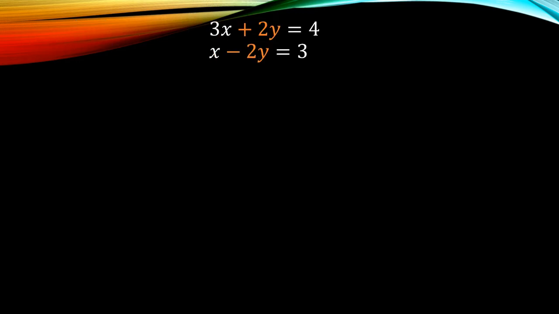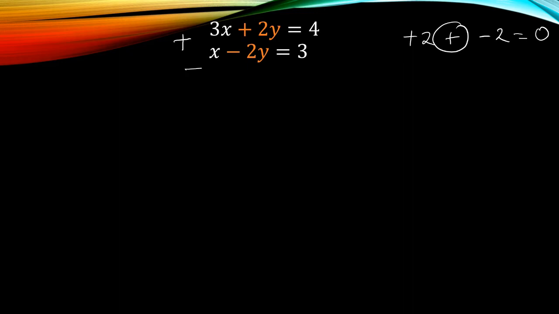Now going to the second example, where you have the coefficient of y as the same number, but their signs are different. So if I have plus 2 and minus 2, and if I want to get 0 out of them, I just need to add those two. So plus 2 added to minus 2 will give me 0. So since the signs are different, I will just add these two equations.